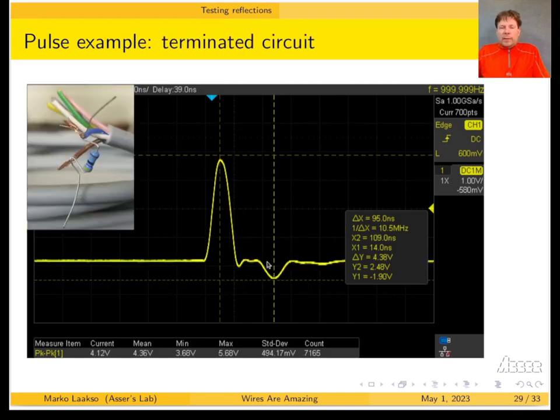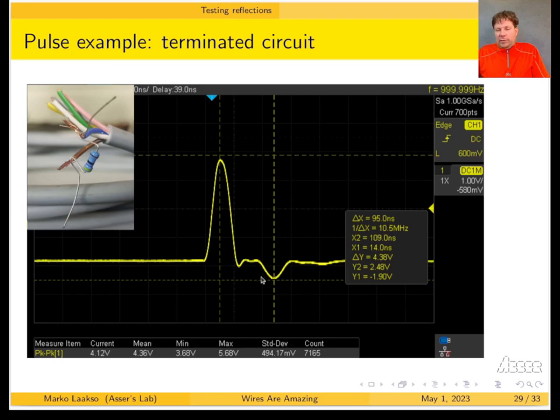The last example is in here. Now I've added just a small, I think this is 47 ohms, if I recall correctly, resistor in here. I haven't soldered it in here, and of course this is not a proper 50 ohm coaxial either, so I haven't measured what's the impedance of the wire, but anyway, it seems that it works fairly well.